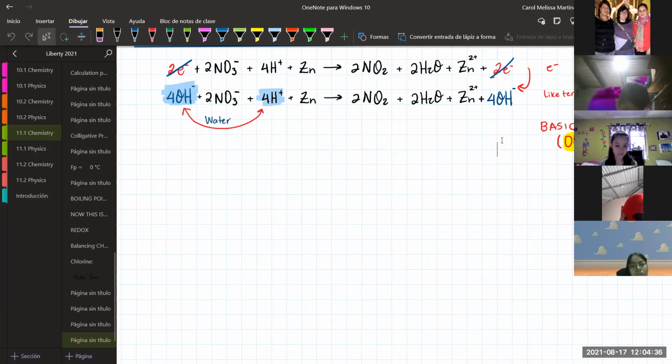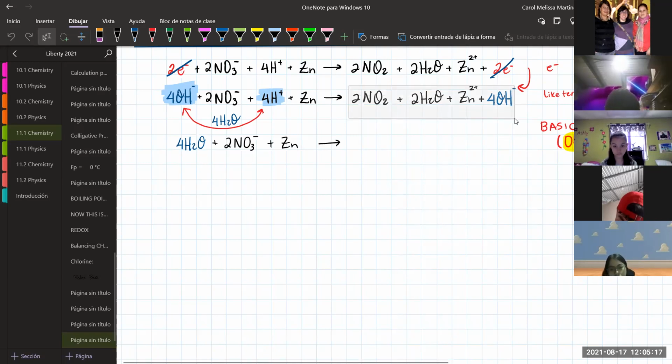Now, how much water? We're going to 4. Same coefficient, that is 4. Entonces 4OH y 4H plus me producen en realidad 4H2O. ¿Ok? Entonces vamos a copiar la ecuación con el nuevo producto, that is water. So we have 4H2O plus 2NO3 minus plus zinc, that is producing everything that is in the right.